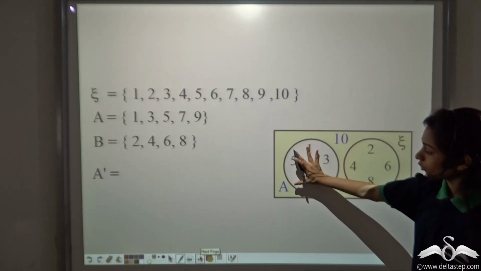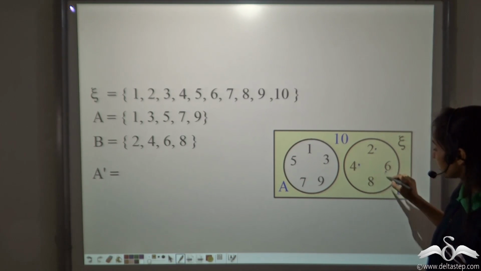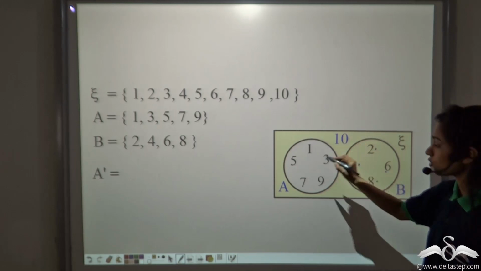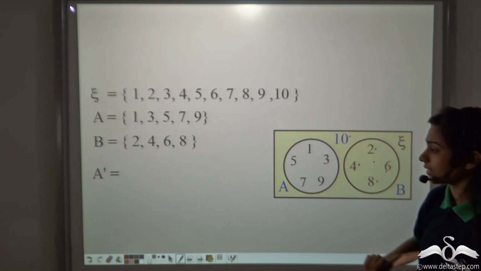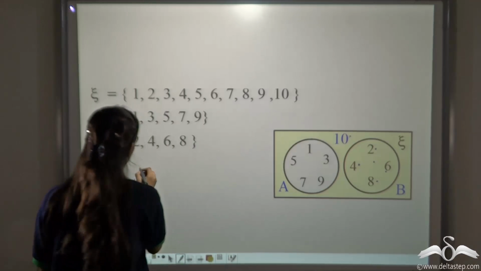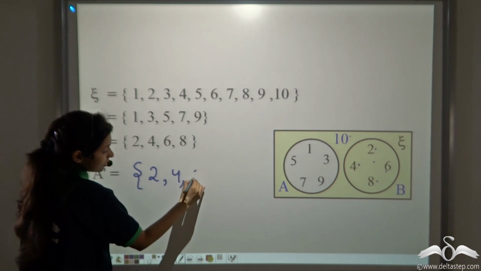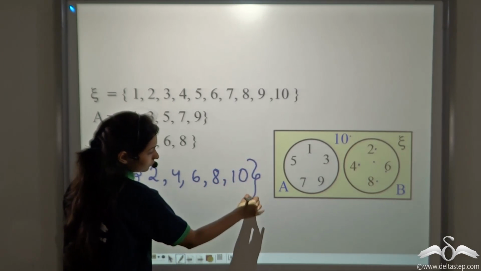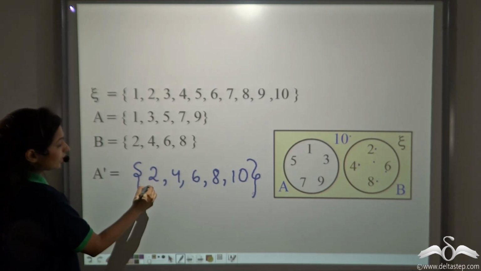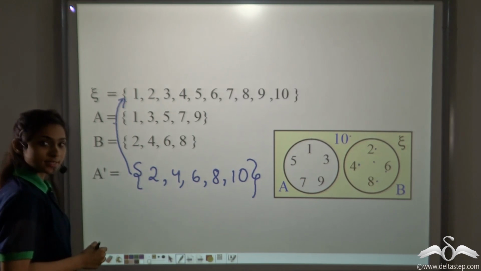So ignoring the set A, we get the set B such as 2, 4, 6, 8 and the number which is not there in both these sets but there in the universal set. So what will be A complement here? 2, 4, 6, 8 and 10. The elements that are not there in A but are present in the universal set.